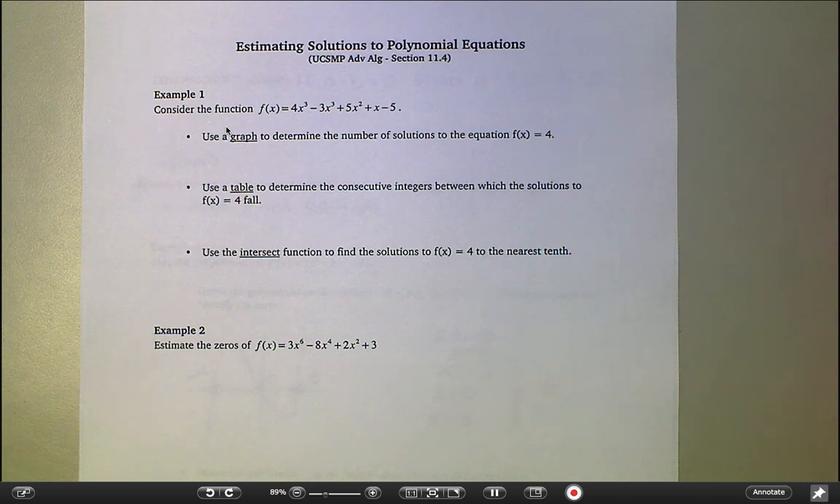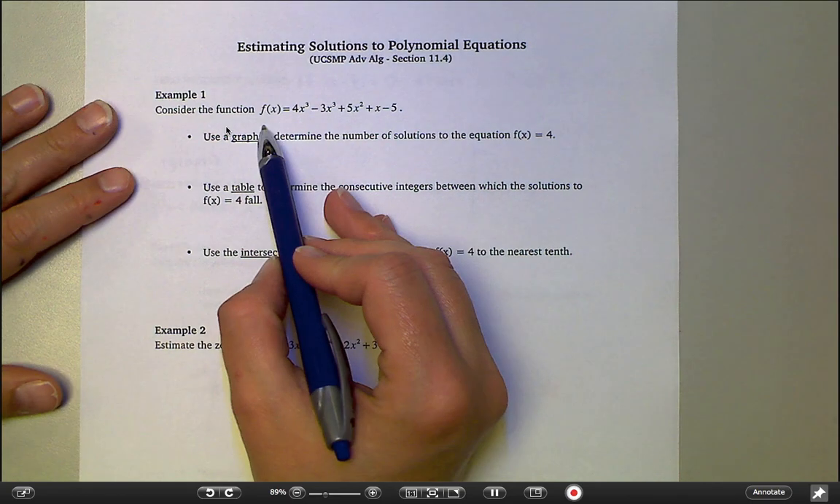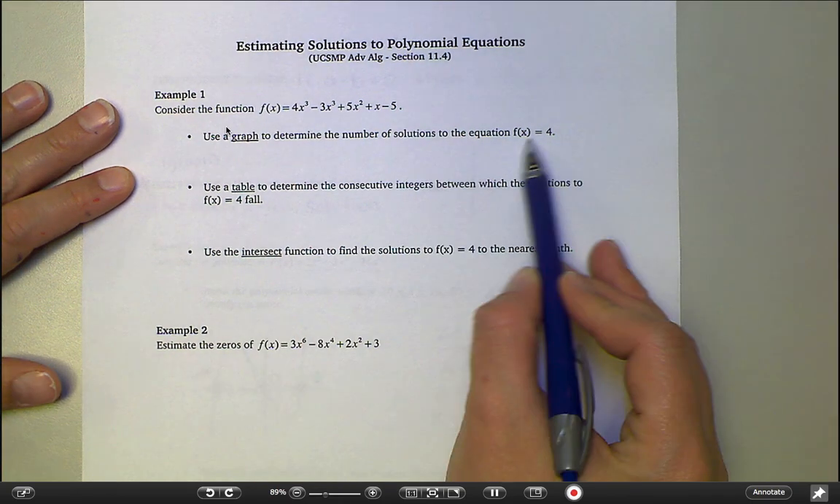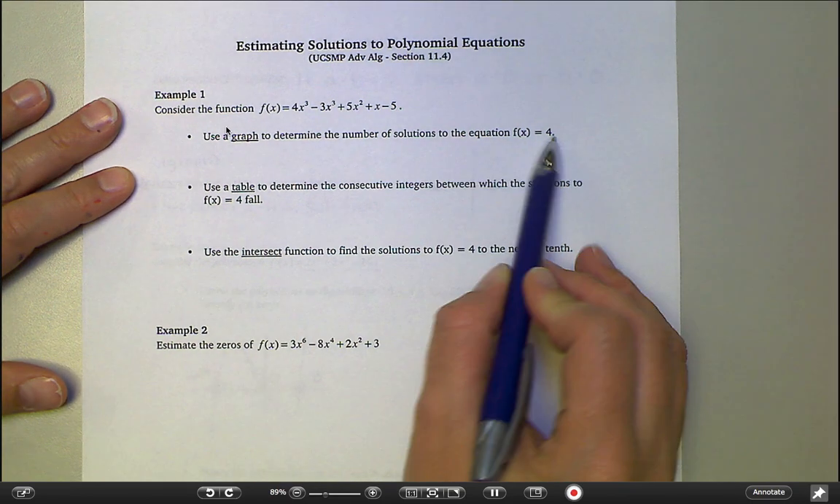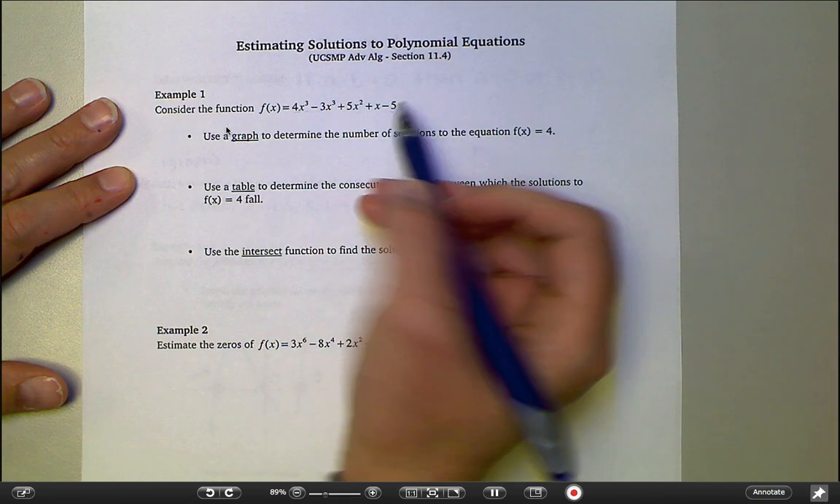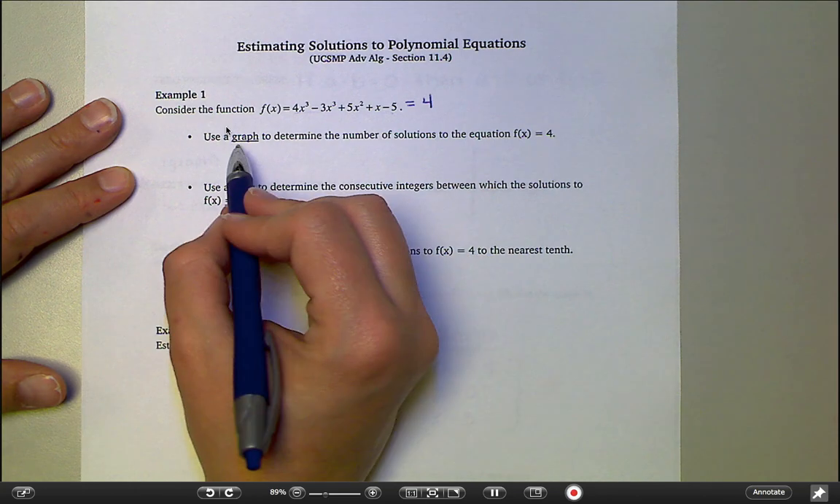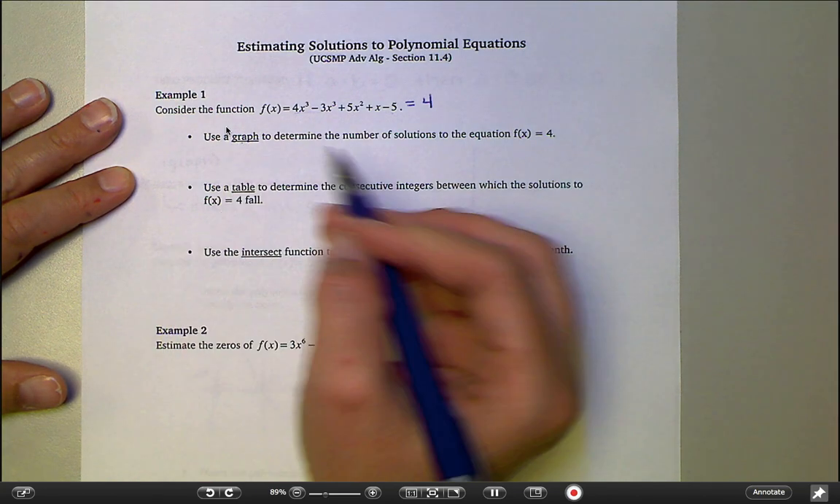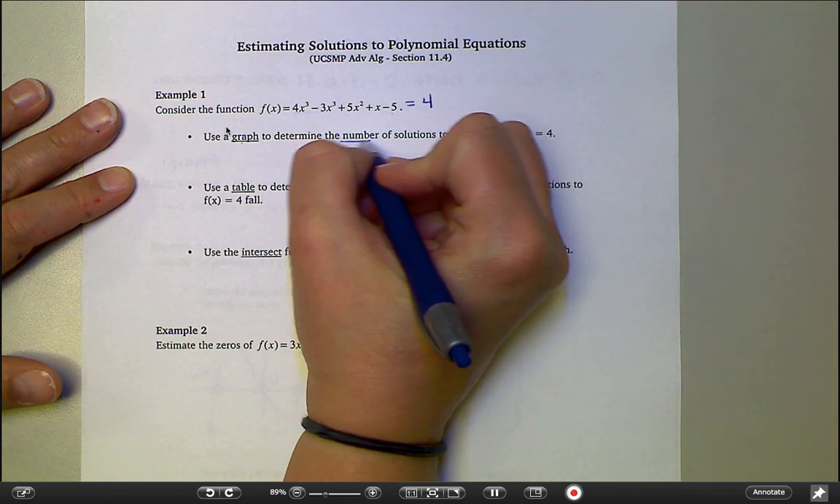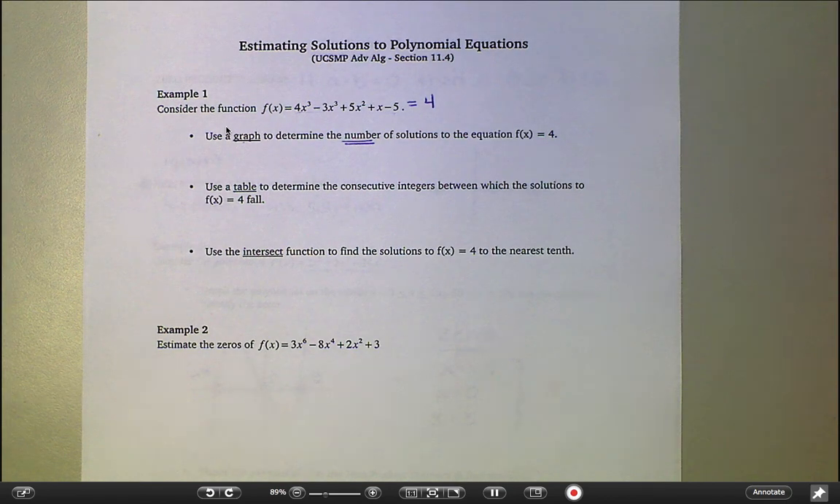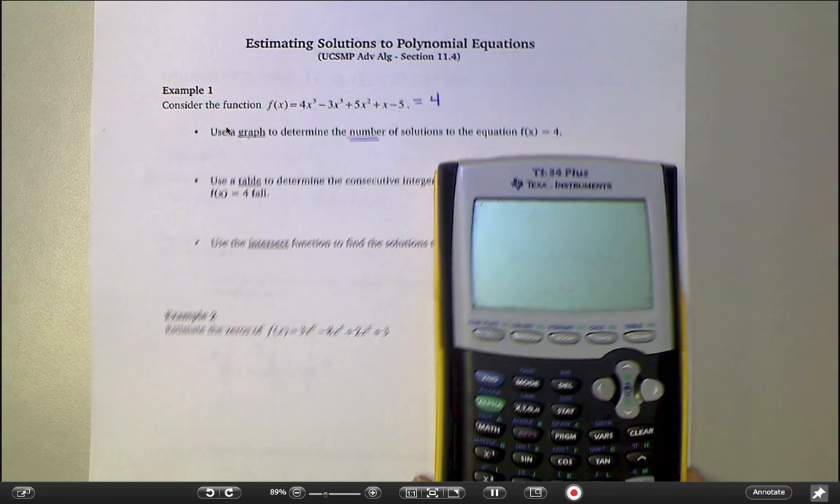So I've got a crazy function, and I want to know what value of x would make this function come out to equal 4. That's what this is saying. I want f of x, which is this whole thing, to equal 4. So this first question says use a graph in our calculator to just determine how many solutions, how many values of x could there be that would make this thing equal to 4. So let's talk through how to do that.